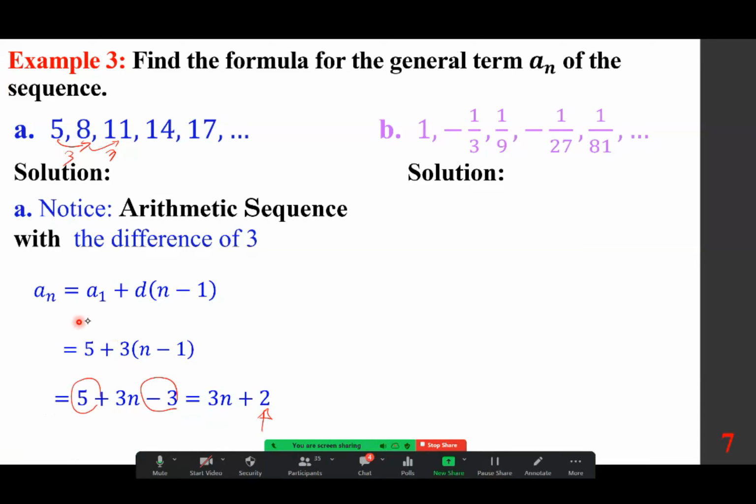If we look at the second case, what do we notice? We notice if we multiply this by negative 1/3, we get this one. If we multiply it by negative 1/3 again, we get this one, 1/9. So divide this one by this one by this one by this. You have to really try a few of them. And you notice we have a constant ratio of negative 1/3.